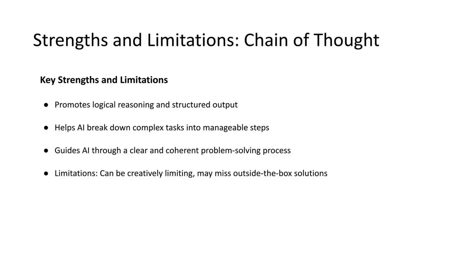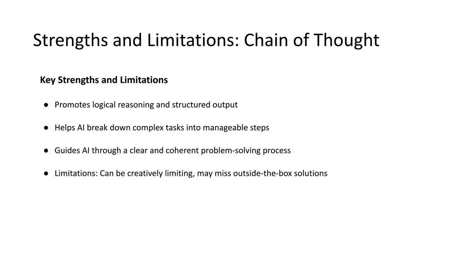Next, let's discuss chain of thought. By breaking down complex problems into smaller, more manageable steps, chain of thought prompting encourages the AI to reason logically and generate well-structured outputs. This can be especially helpful for complex tasks that would be difficult for the AI to solve in one go. Chain of thought prompting also makes the AI's thought process more transparent, which can be helpful for debugging purposes and for understanding how the AI arrived at its solution.